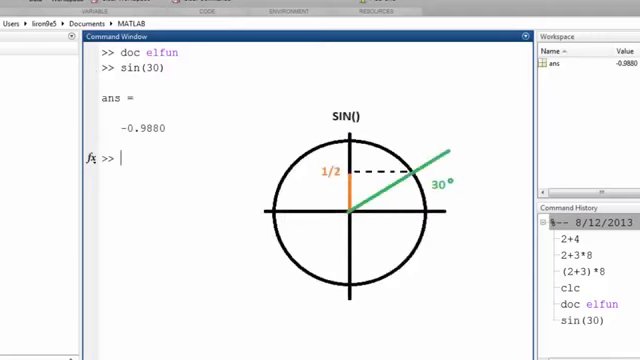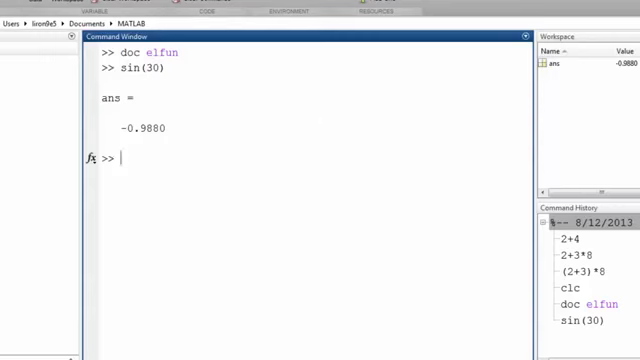So how come MATLAB has negative 0.9? Well, 30 is 30. For MATLAB, that's 30 radians, not degrees. Our option number 1 is to put a D in there. sind of 30. We're telling MATLAB that the 30 is not radians, but degrees. So there we get our 0.5 back.